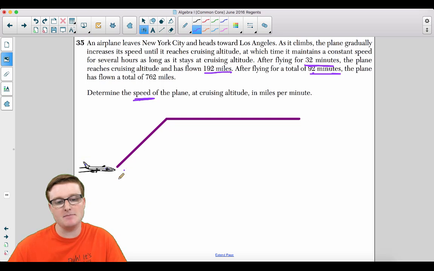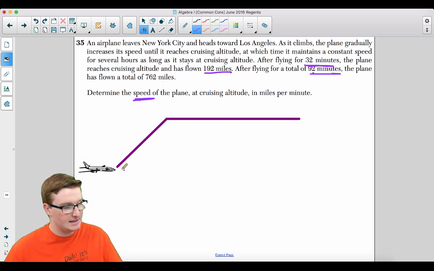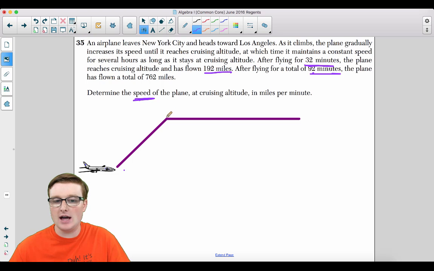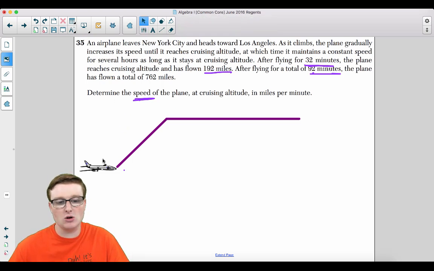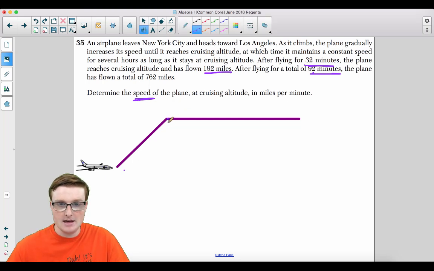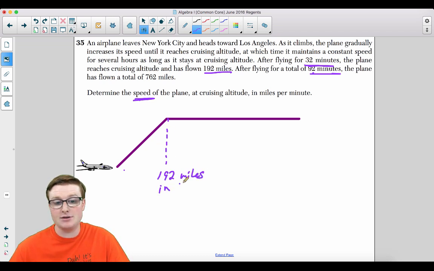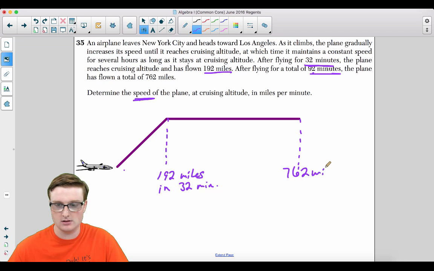is that this plane is at the airport right now. And after flying for 32 minutes, it starts to go... All right, so it's going up. 32 minutes pass by. This aircraft has flown 192 miles right at this point in 32 minutes. Okay? Then all of a sudden, the plane is all the way over here, and this plane traveled a total of 762 miles in 92 minutes.